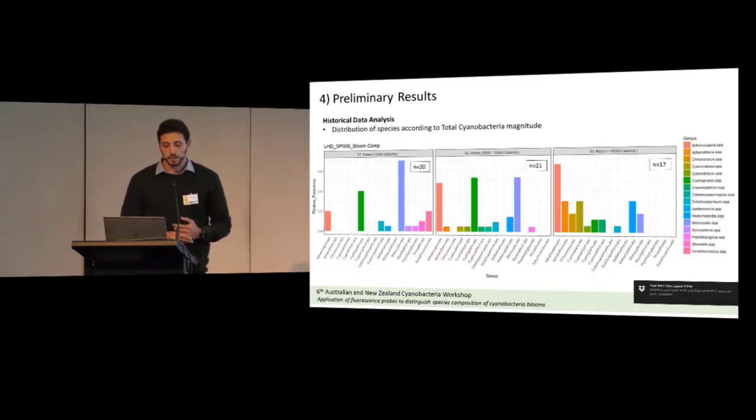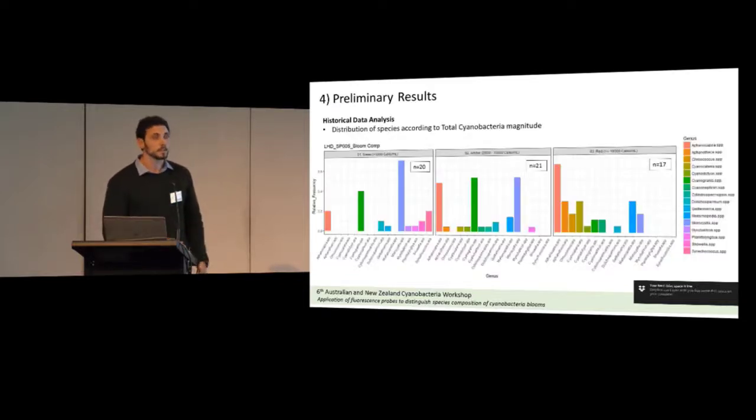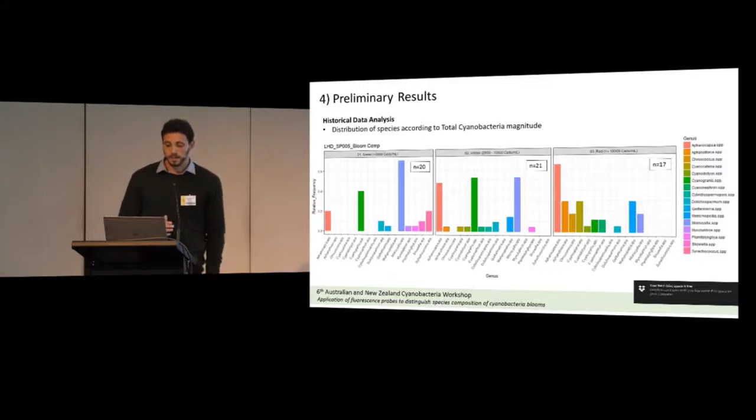In this graph, we show the frequency of appearance of each genus for three scenarios that were defined according to the magnitude of the total Cyanobacteria cell count. So the scenarios are less than 2,000 cells of total Cyanobacteria per milliliter, to the left here, then in between 2,000 to 10,000, and greater than 10,000.